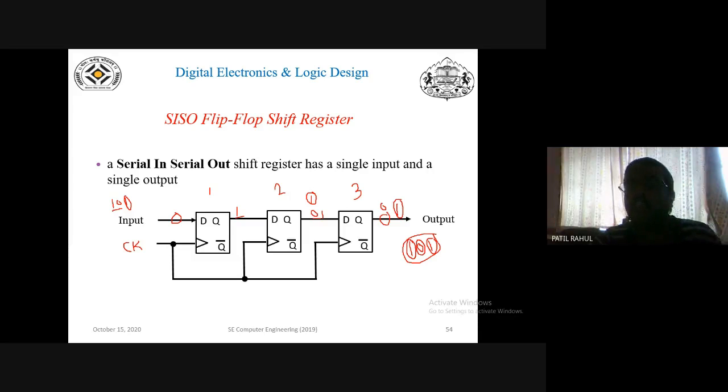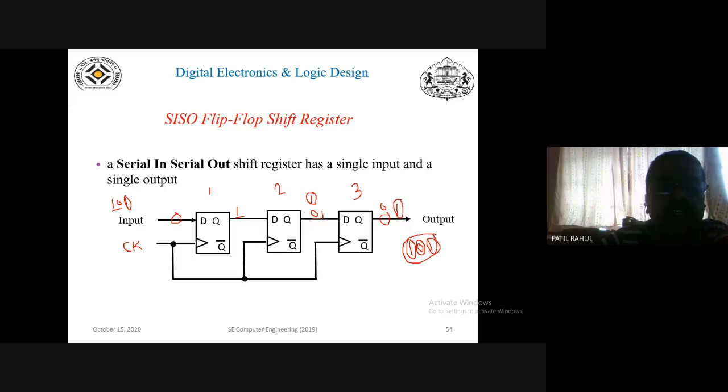Here you require 3 clock pulses. If you have n bits to transfer, then you require n clock pulses. This is the most important point for the SISO shift register: if you want to apply n bits of information, you require n number of clock pulses. Do you understand this? Please put the message.